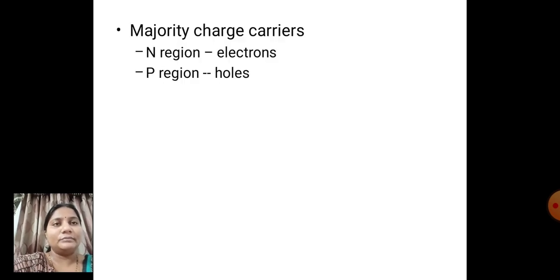Now, you guys already know about n-type semiconducting material and p-type semiconducting material. Now, what are the majority charge carriers in the n-type semiconducting material? Electrons are the majority charge carriers and holes are the minority charge carriers. Similarly, coming to the p-type semiconducting material, holes are the majority charge carriers and electrons are the minority charge carriers. Clear?